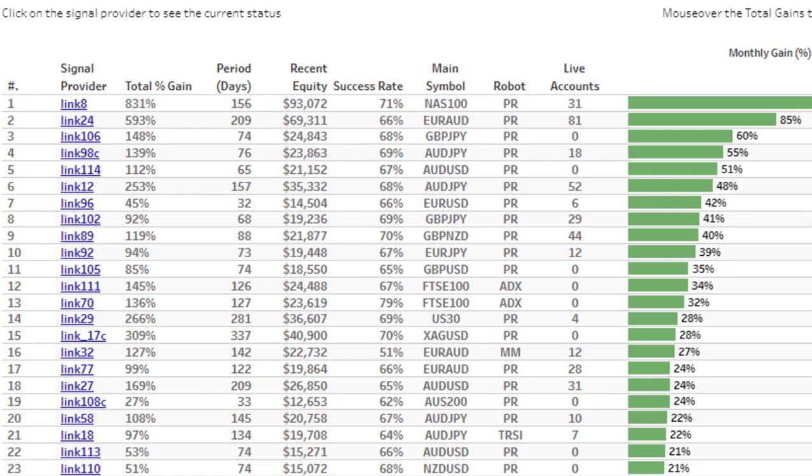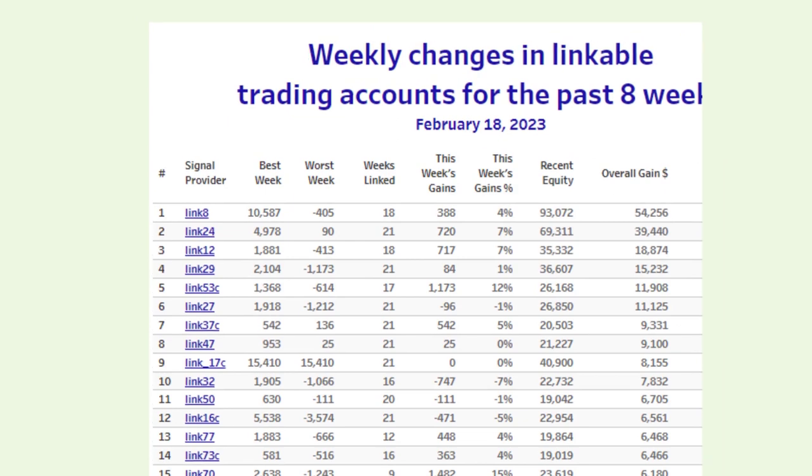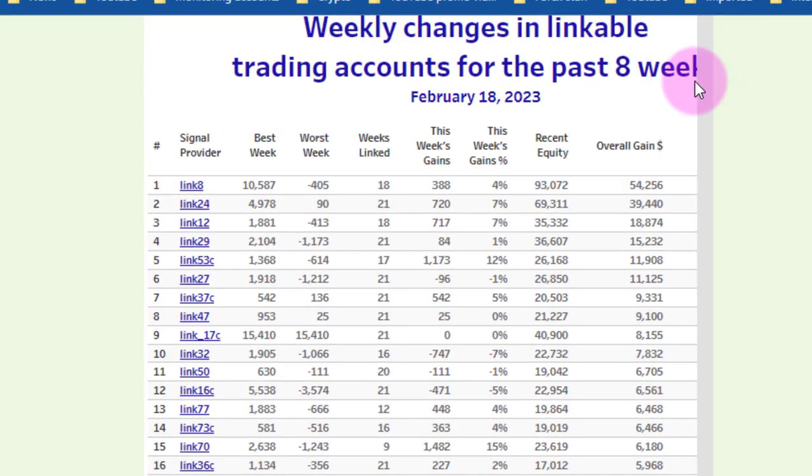Now the next tool, and I need to go down to the weekly movement schedule, and there it is. This is the one that looks at the past 8 weeks, and also looks at what has happened in the last week. It also gives you a little bit more information about the accounts since they were listed, not since they started trading, but since they were listed. And here you can see the overall gains that were made since the accounts were listed.